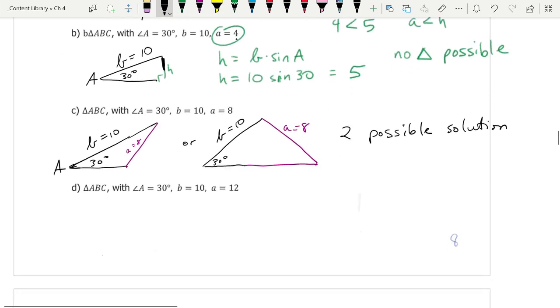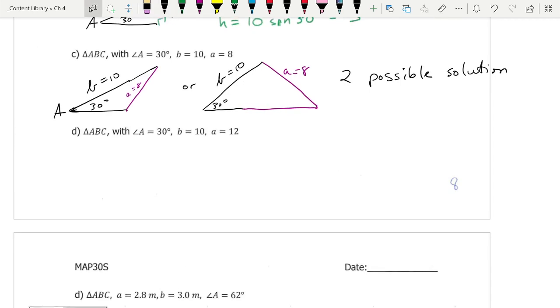All right, here's another 30-degree one. I'm going to try to keep drawing 30 degrees. And again, B is 10. But now A is 12. Could I take a line longer than 10 and go this way? No, it'd go past line C.